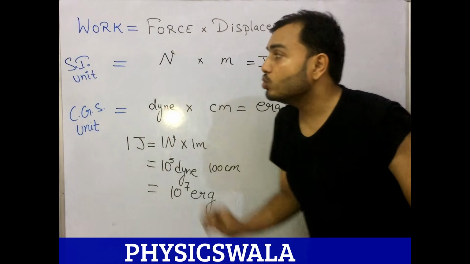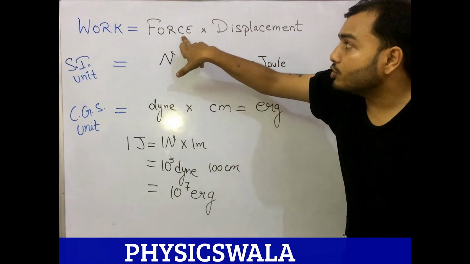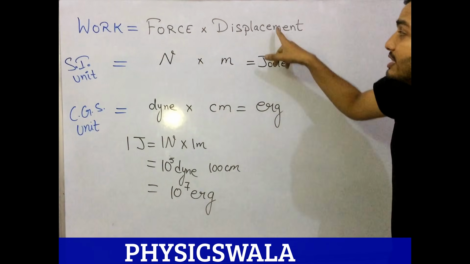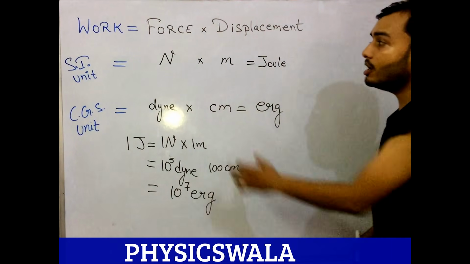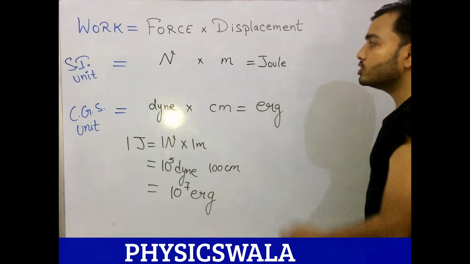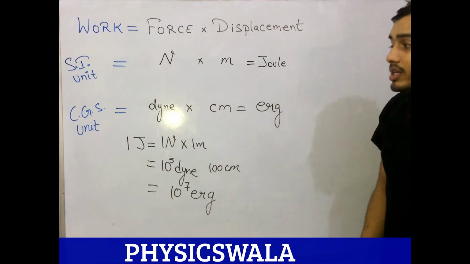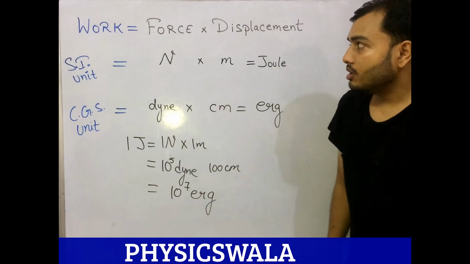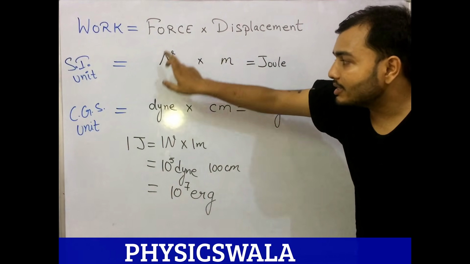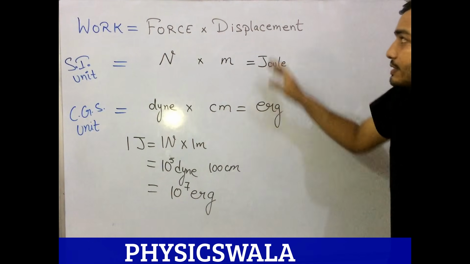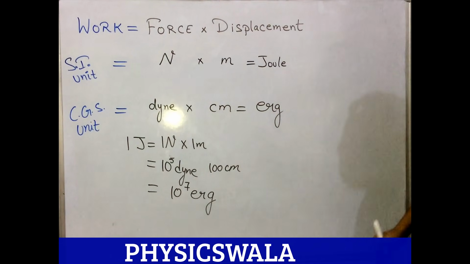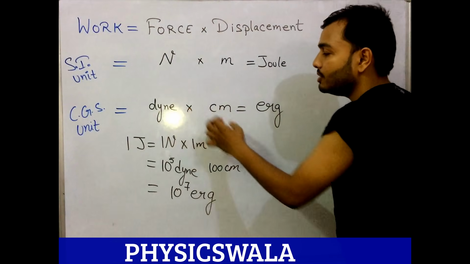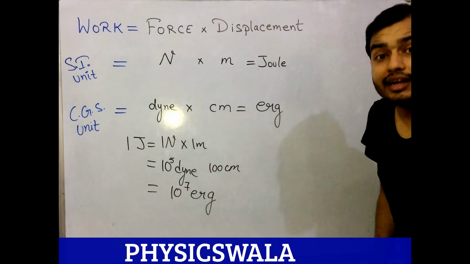What is the SI unit of work? The SI unit of force is Newton. Displacement is meter. So it becomes Newton meter, also called joule. What is the CGS unit of work? Centimeter gram second unit. The CGS unit of force is dyne. Displacement is centimeter. So it becomes dyne centimeter, which is also called erg.